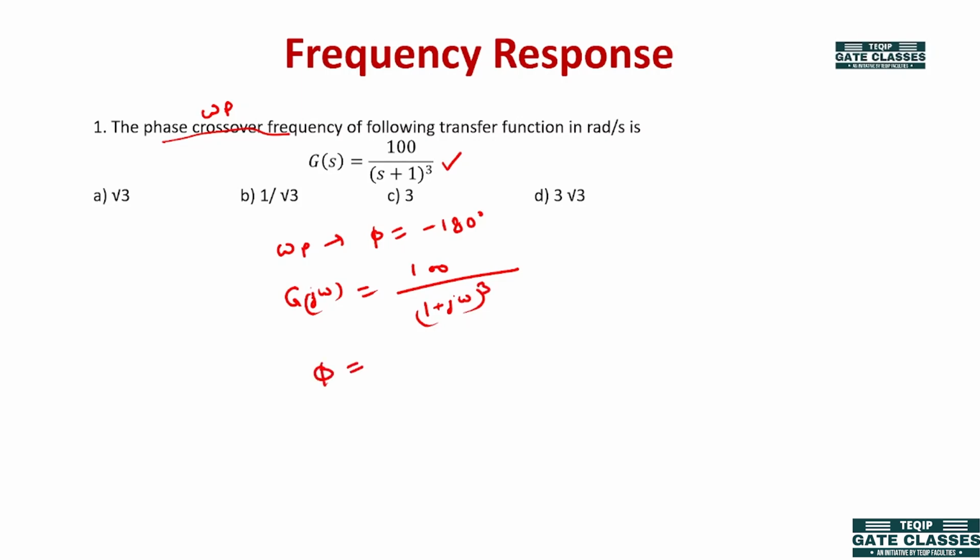So the phase angle of this particular question is minus 3 tan inverse omega, as the phase angle for this first order term 1 plus j omega is tan inverse omega, and here it has the power of 3, so the angle is 3 times, and this is a pole, so minus sign. So at omega p we have phase as minus 180 degrees, so minus 3 tan inverse omega p is equal to minus 180 degrees. If we solve this, we get tan inverse omega p is 60, so omega p is equal to tan 60, that is equal to root 3. So our answer for this question is option A.